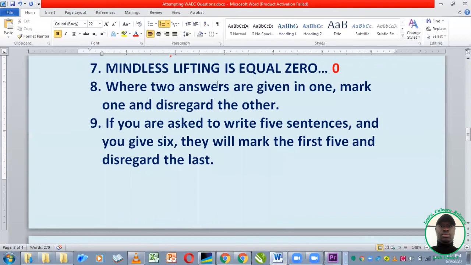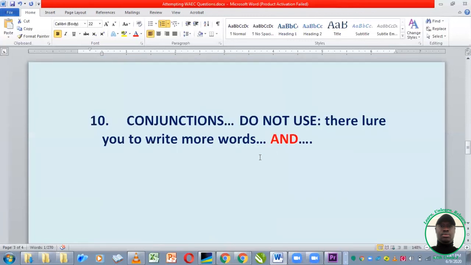If you copy and paste, you'll get 0. Where 2 answers are given in 1, the examiner will choose to disregard any one. Do not use conjunctions. If you use conjunctions, you will be tempted to write more. And summary writing is all about brevity and not verbosity.